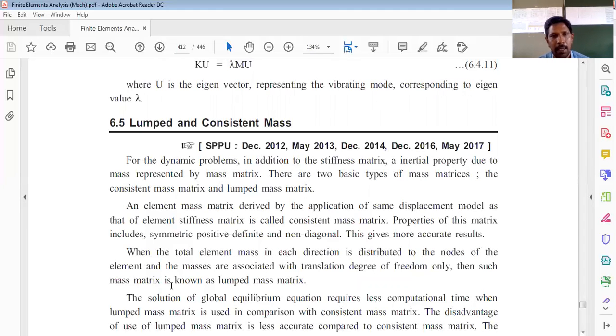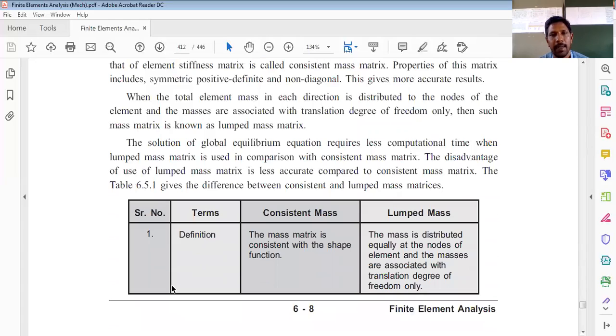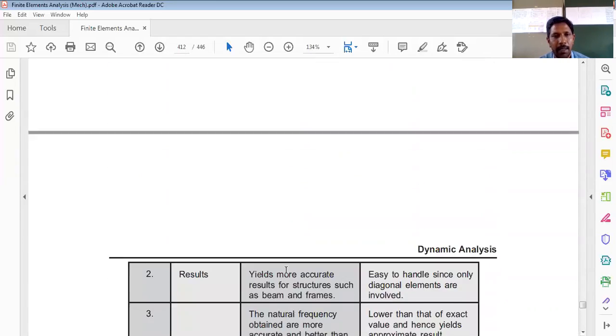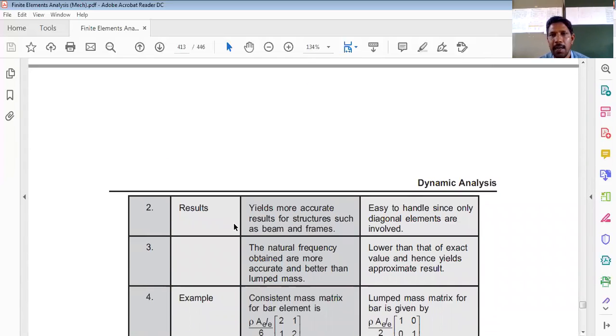These are the two types of mass matrices. Here we can observe the difference between the lumped mass and consistent mass matrices. According to the definition, the consistent mass matrix is consistent with the shape function. In the case of lumped mass, the mass is distributed equally at the nodes of the element and the masses are associated with the translational degrees of freedom only. According to the result, the consistent mass matrix yields a more accurate result compared to the lumped mass matrix.